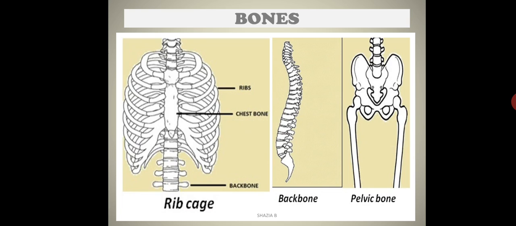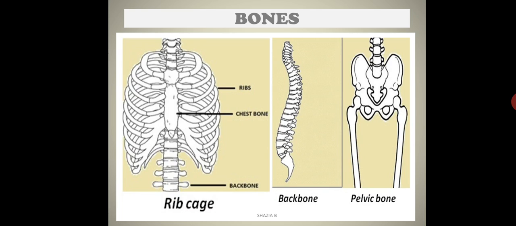The importance of the backbone is that it provides support to the head. We can see here it is starting from our head, and it is a point of attachment for the ribs. All the ribs are attached to this backbone.